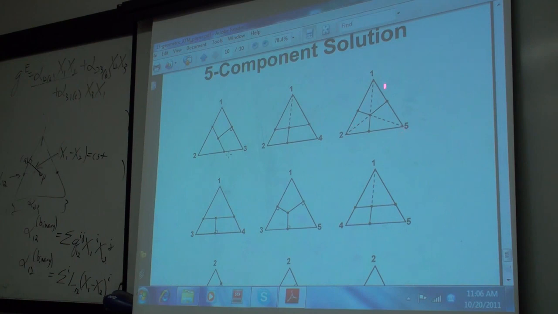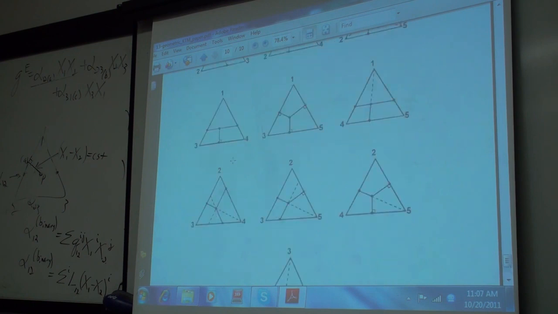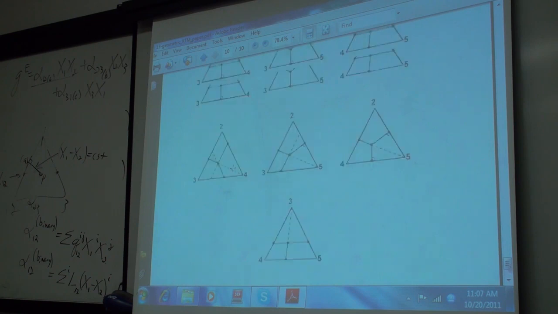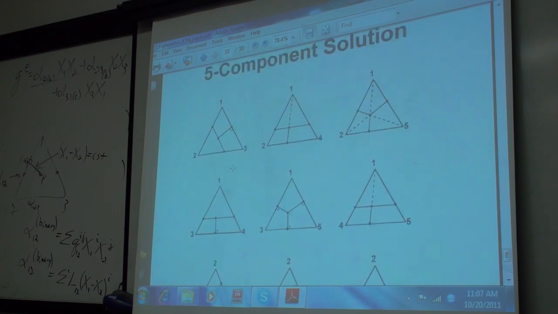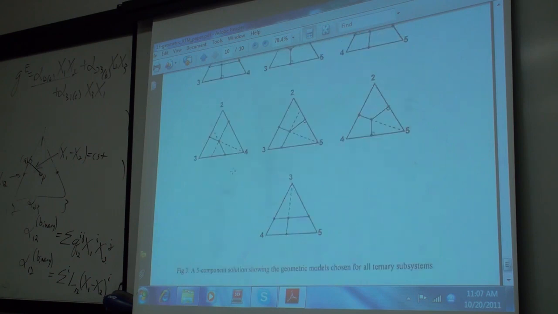Okay, so for the 1, 2, 5 system, I've decided to use a Kohler technique. For 1, 3, 4, I've used a tube Muggiano with 1 as asymmetric. Here I've used straight Muggiano symmetric, and so on. And here I've used some weird methods. Those are all the ternary systems. There are 10 ternary systems in this 5-component system.